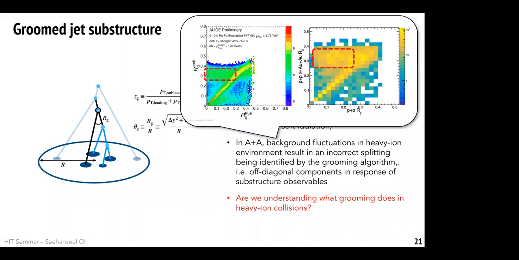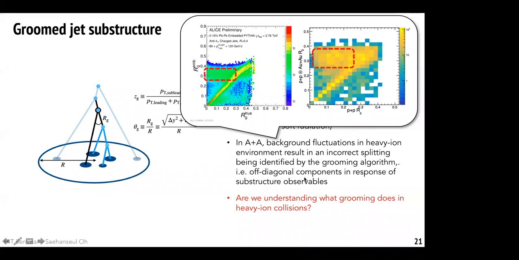So an example of this statement is the above plot. The x-axis is the PP level RG, so PP RG. But once we embed this PP event into the heavy ion environment, the measured RG in the heavy ion environment is not really diagonal. There are significant off-diagonal components. So this has been a big problem in the field so far.